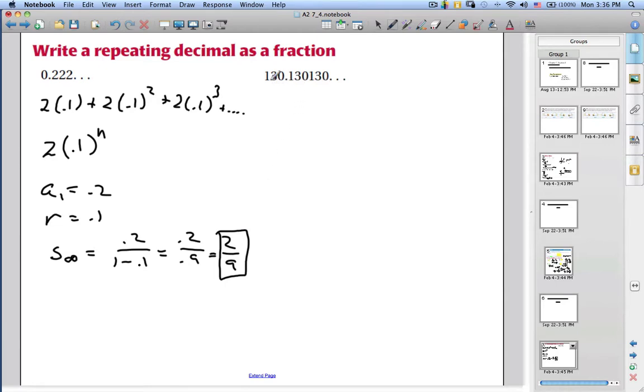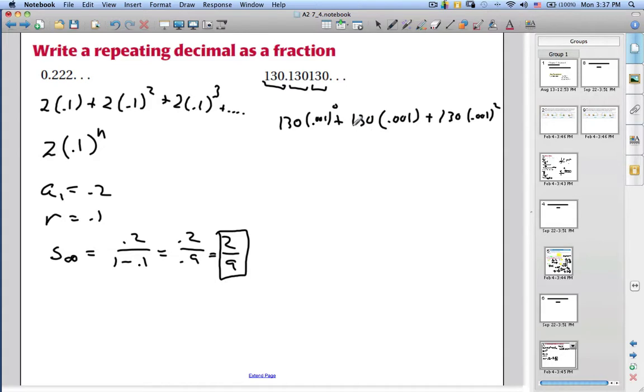So if you take a look at this one, you see that it's 130 that repeats. Right? So I know that this is going to be 130 times 1 plus 130 times 0.001 plus 130 times 0.001 squared. Okay, so another way to look at this is I could say that this is 0.001 to the 0 power.